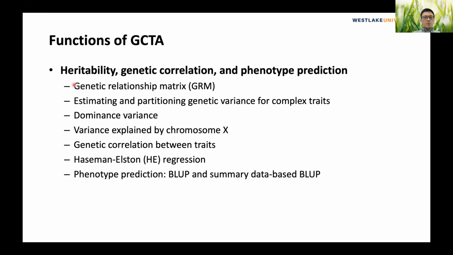So in module number 1, we have methods to compute the genetic relationship matrix, to estimate or partition genetic variation, to estimate dominance variance or variance explained by chromosome X. We can run genetic correlation analysis or phenotype prediction analysis using BLUP or summary data-based BLUP. We also have a version of Haseman-Elston regression implemented in GCTA.